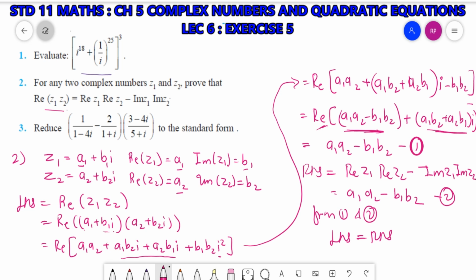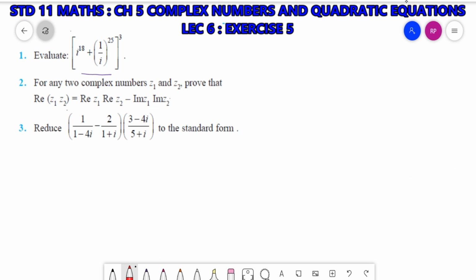Now let's move to the next, that is the third one. Question number 3. Reduce (1/(1 minus 4i) minus 2/(1 plus i)) into (3 minus 4i)/(5 plus i) to standard form, that means a plus bi. Let me write down the question first. 1 upon 1 minus 4i, minus 2 upon 1 plus i, into 3 minus 4i upon 5 plus i.